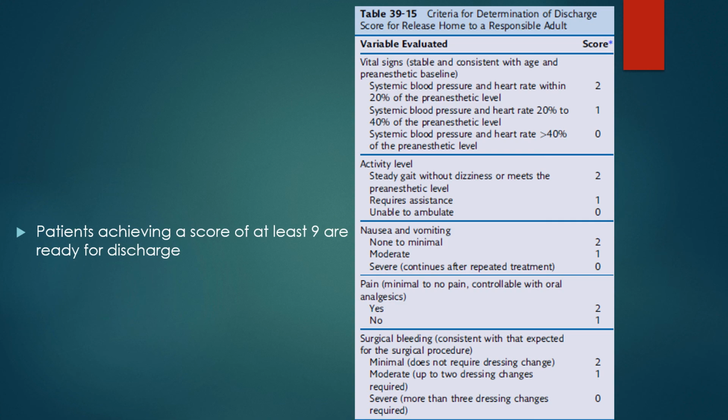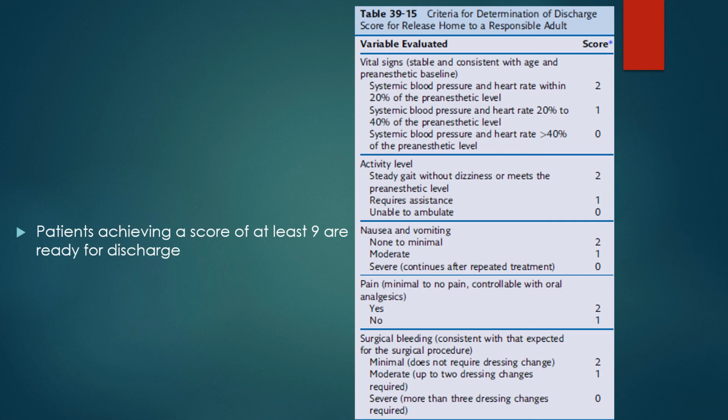In terms of nausea and vomiting, if you have none to minimal, you get the full point. If you have moderate, you get 1 deduction, and severe, despite treatment, you get 0 points. In terms of pain, you get 2 points if the pain is controlled with oral medication; if it's not, you get 1 deduction. In terms of bleeding, again, same thing. If it's minimal to none, you get full points, and if you get severe bleeding, you get 0 points. So this all adds up.